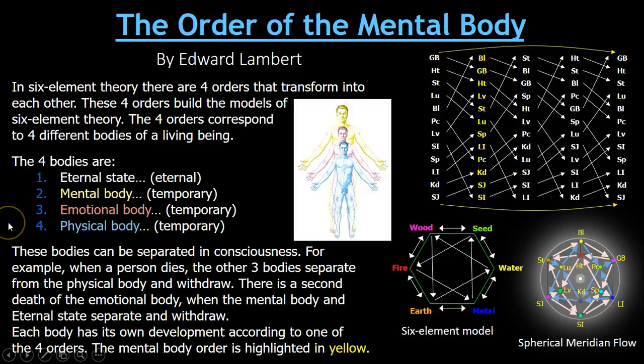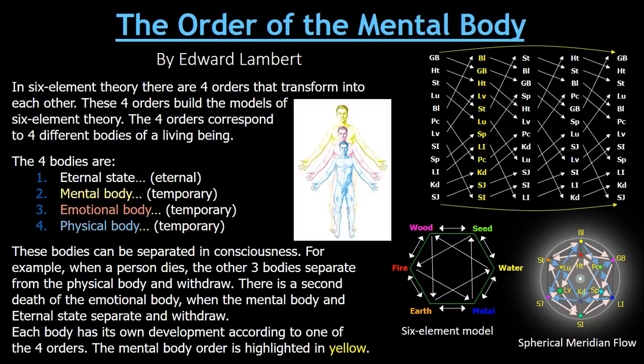Now these bodies can be separated in consciousness. For example, when a person dies, the other 3 bodies separate from the physical body and withdraw. There is a second death of the emotional body, when the mental body and eternal state separate and withdraw. There's actually a third death where the mental body will die and then the eternal state will withdraw and assimilate all of the experience from a life. Each body has its own development according to one of the 4 orders.